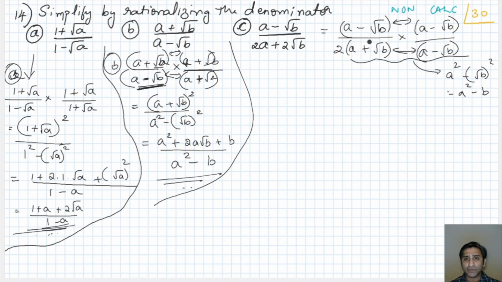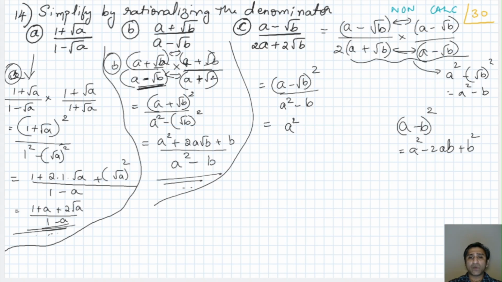So on the numerator, what we have here is basically a minus root b whole squared, divided by a squared minus b. You can leave the problem as it is, or you can take a step forward. So a minus root b whole squared is a squared minus 2a root b plus b squared. So you're going to have a squared minus 2a root b plus b, divided by a squared minus b. That's your answer. We'll go forward in the next video.